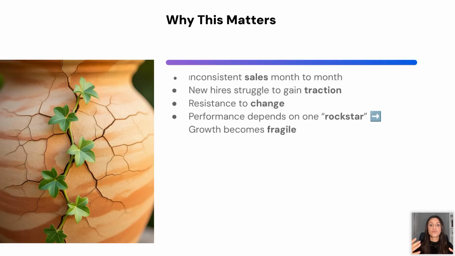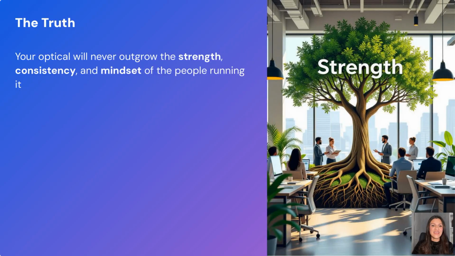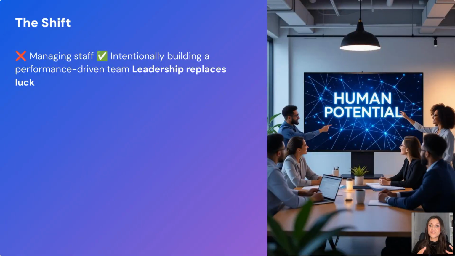So this is where growth becomes fragile, because we don't have a strong team, or we don't have our dream team. And the truth is that your optical will never outgrow the strength, consistency, and mindset of the people running it. So we have to make sure we have the right mindset and perspectives on our practices. And what does that mean? So we have to have a shift, right?